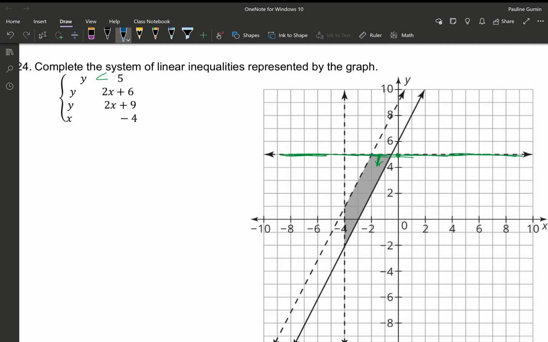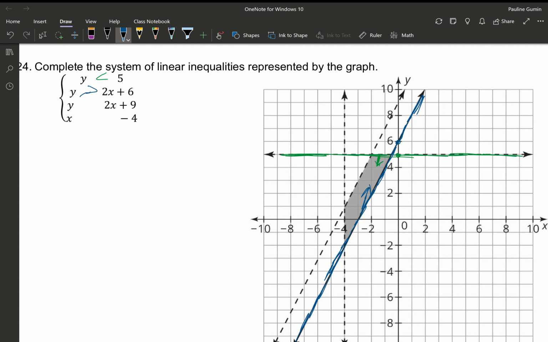The next one has a +6. I can't really see that this is the one, but this is the line, kind of tracing it with the blue. This one seems to be shaded going up. So this one is greater than, and it was a solid line, so it gets an "or equal to." That looks awful. I want to rewrite that. There we go. Boom. All right, onwards.